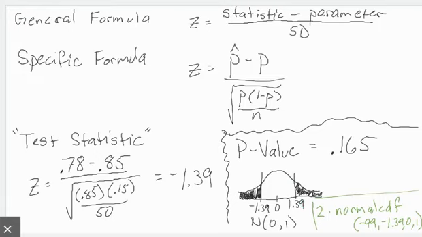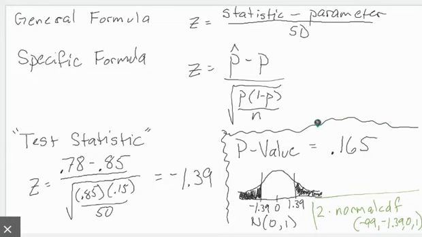So I don't want to forget to shade both tails. It's a two-tailed test, and my p-value ends up being 0.165, or 16.5%. All right. If this was a left-tailed test or a right-tailed test, I wouldn't have to multiply the tail times 2. Okay? All right. Well, what does the p-value tell me?